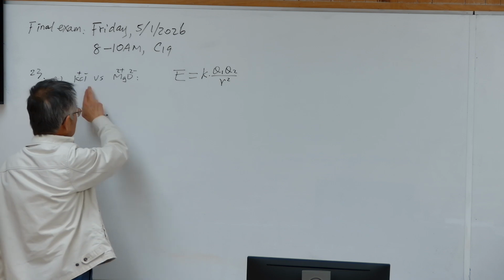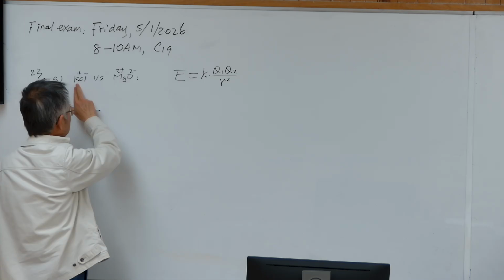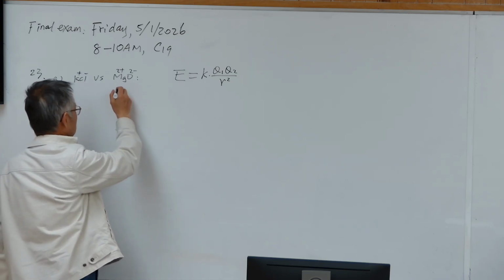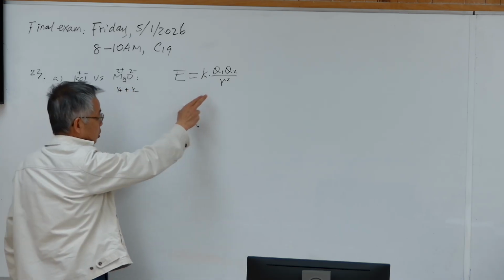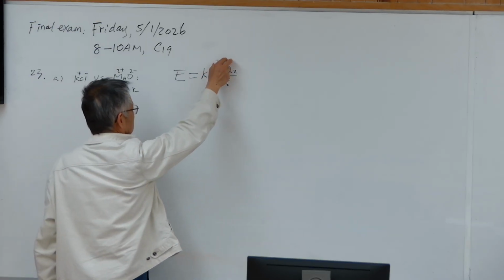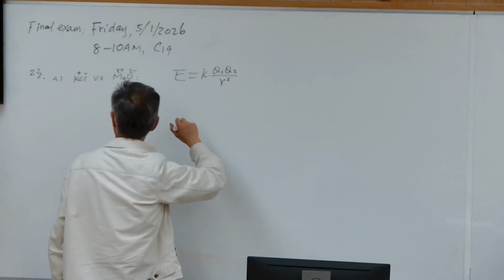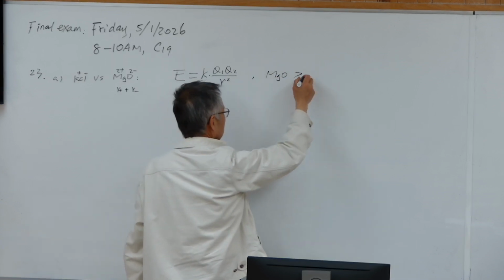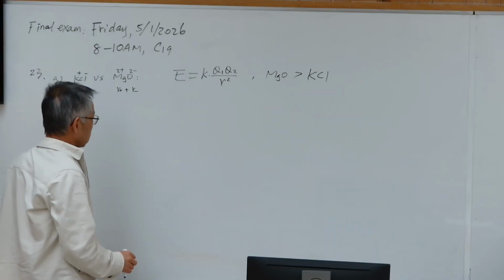So both the cation and the anion tell you magnesium and oxide size is smaller than potassium and chloride. So overall, R plus and R minus together is smaller. Smaller size tells you this is a greater lattice energy, and greater charge also tells you greater lattice energy. So both charge and size tell you magnesium oxide will have greater lattice energy than potassium chloride.